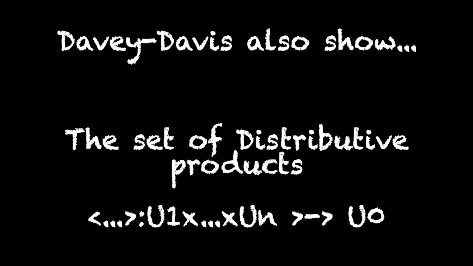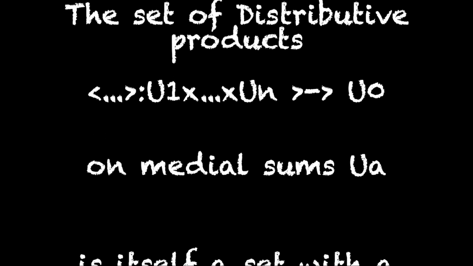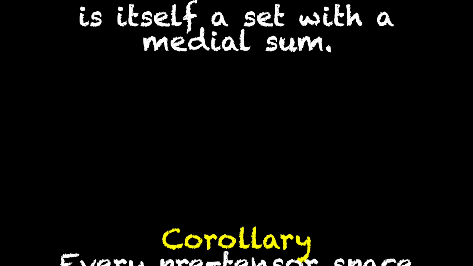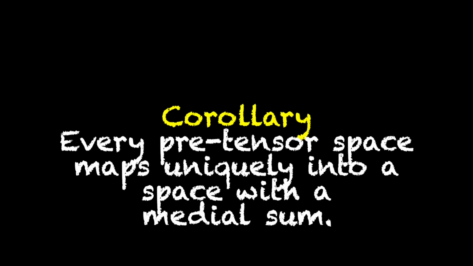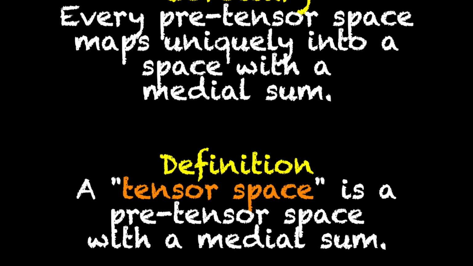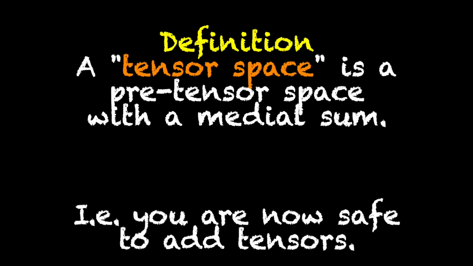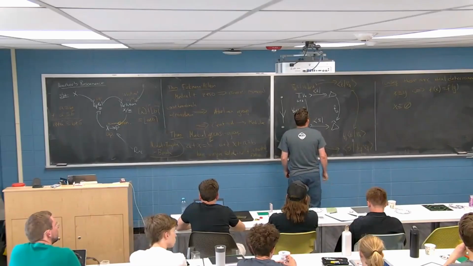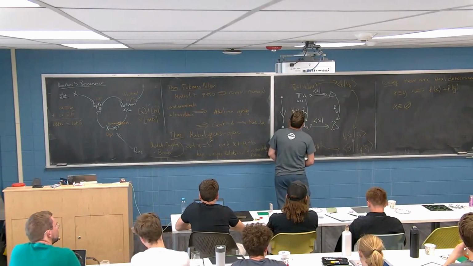Davey and Davis also show that the set of distributive products U1 through UN on medial sums UA is itself a set with a medial sum. Corollary: every pretensor space maps uniquely into a space with a medial sum. This lets us define a tensor space as a pretensor space with a sum. We can now add tensors, even crazy ones. And so that's the claim I want to play Legos with now.